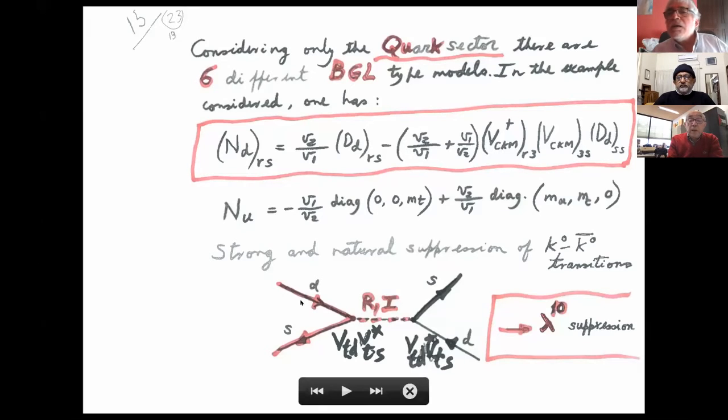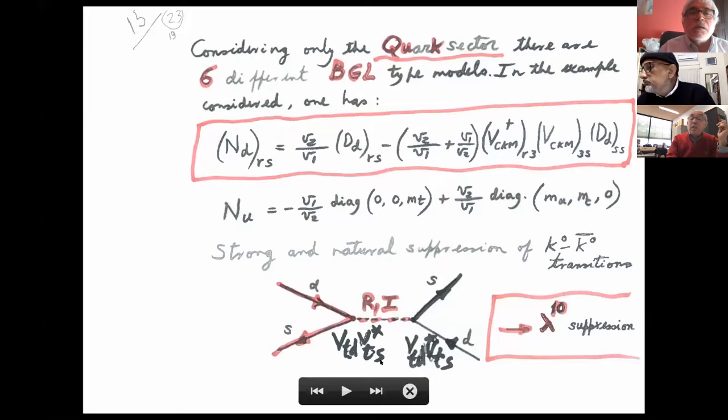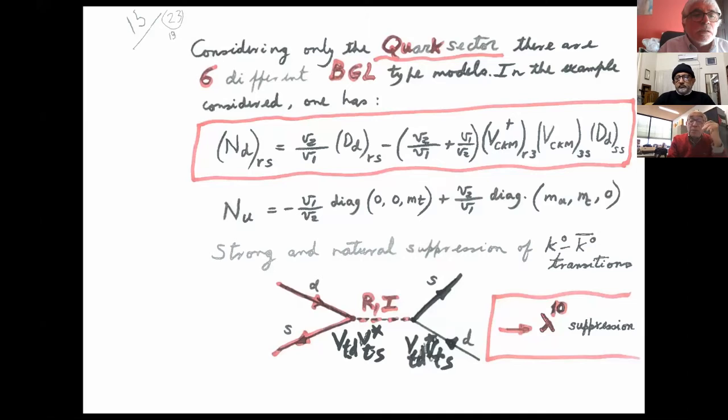Because you see, I'm writing to you the most dangerous couplings, DS, K0, K0 bar mixing, and these are scalars. Now they are suppressed automatically, not by hand, because they are proportional to VTD and VTS. Those familiar with VCKM know VTD is very small. In terms of the Wolfenstein parameter it is lambda to the cube. VTS is lambda to the square. So each one of these vertices is suppressed by lambda to the 5, so altogether, lambda to the 10th.